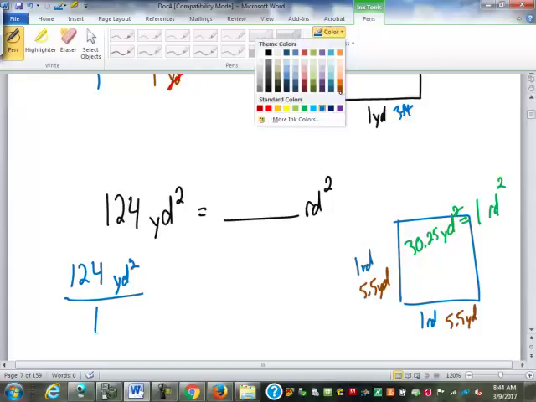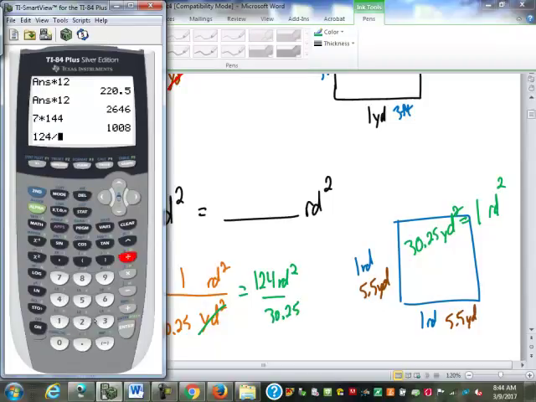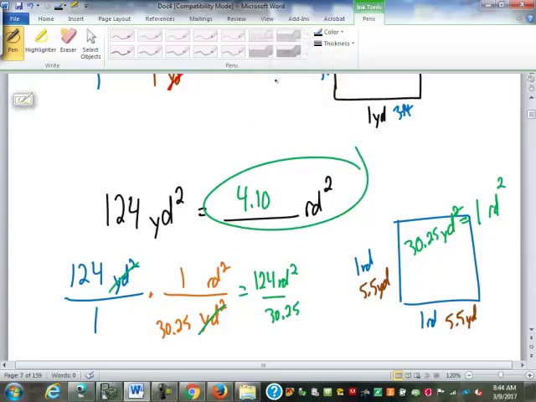Actually, you're right. I meant to say 121 square yards and make this work out better. So, yeah, the square yards cancel out. You end up with 124 square rods over 30.25. That's what I get for making up the problems on the fly. It is 4.10 square rods. I was trying to make it come out perfect, but it should have been 121 and 124.